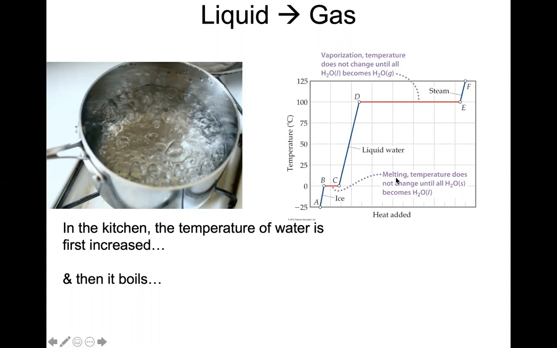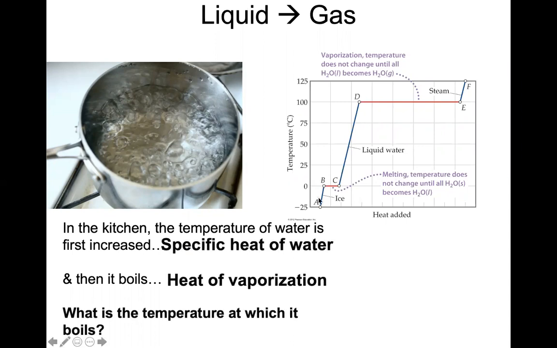Now, this is what happens though. In the kitchen, the temperature of the water is going to go up and then it's going to boil. As it's going up, that would be along this segment right here between C and D.